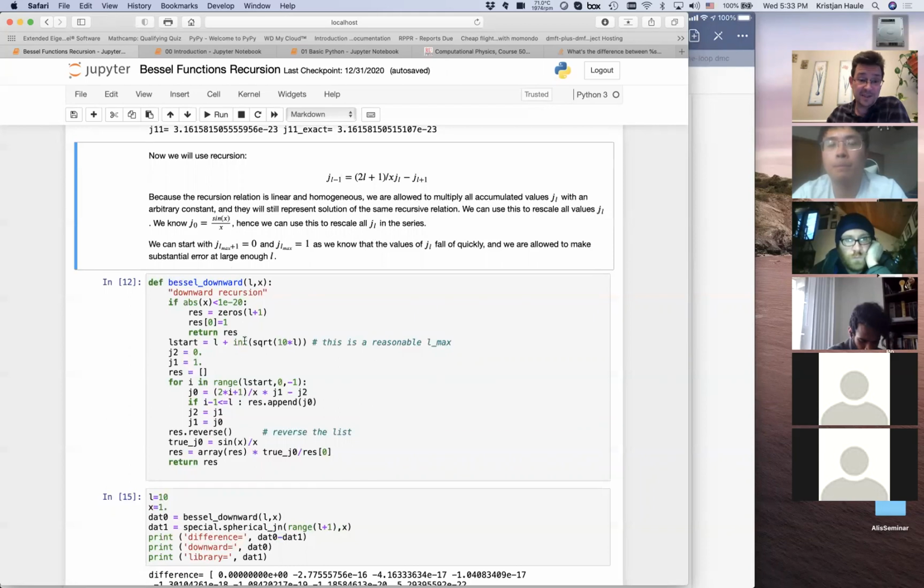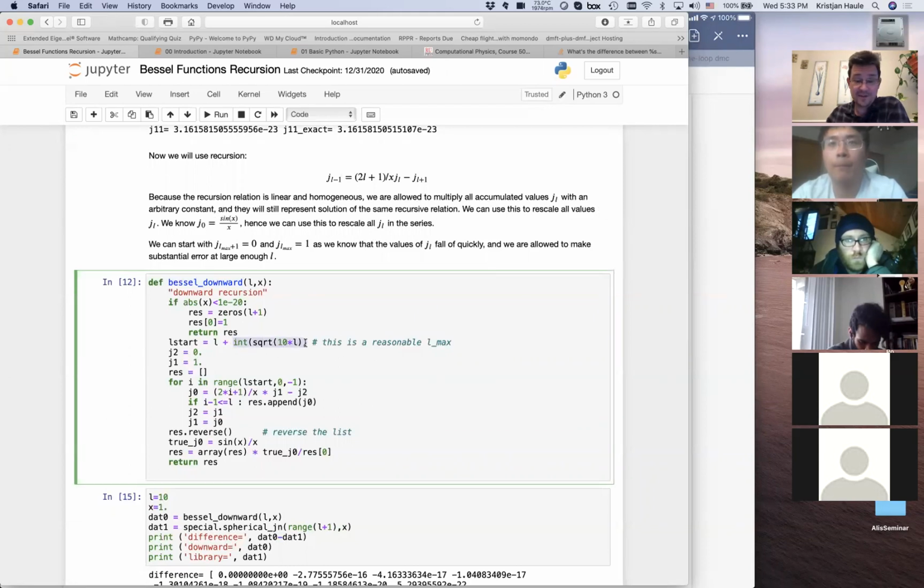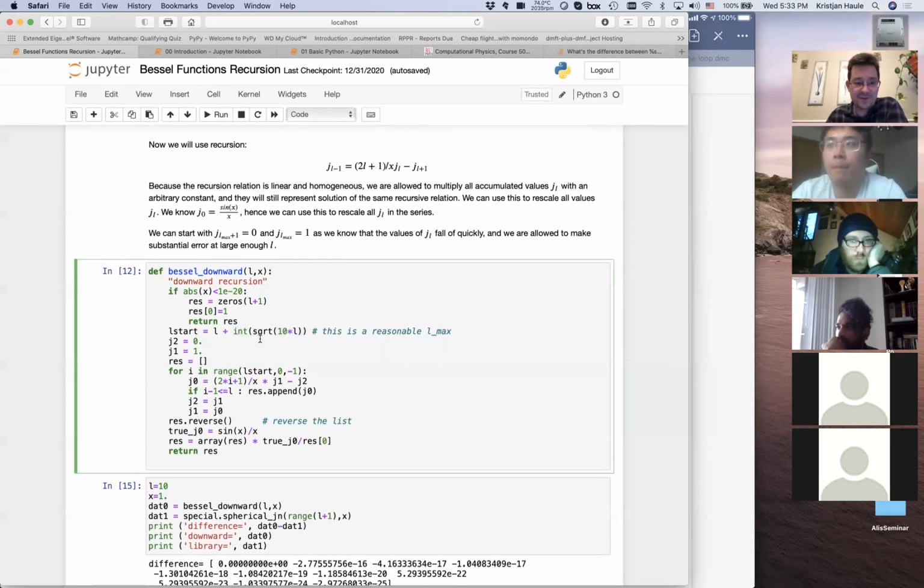So the question is, what is a good L max? It turns out, as you can see in Numerical Recipes, that a good starting point for L max is L plus the square root of 10 times L. Let's say L is 10: 10 times 10 is 100, the square root of 100 is 10, so roughly 20. So if L is 10, we need to start with L equal to 20 and go downwards. This is a good starting point that you can find in old books. Of course, if you want even higher precision, you might need to increase these numbers a little bit. But with this, I think we're going to get roughly 10 to the minus 16 precision, which is more or less what we are interested in.